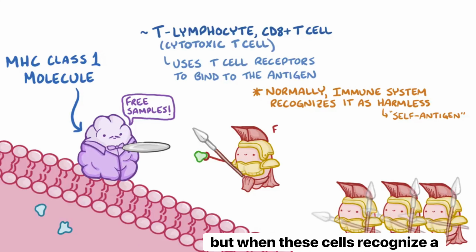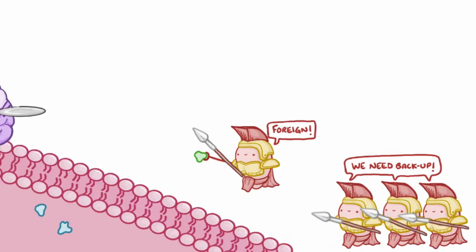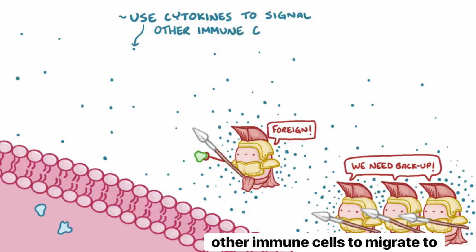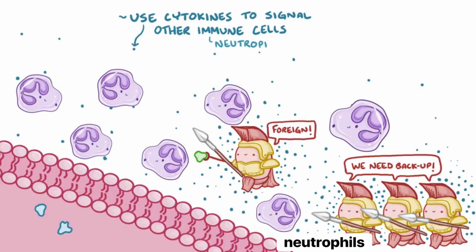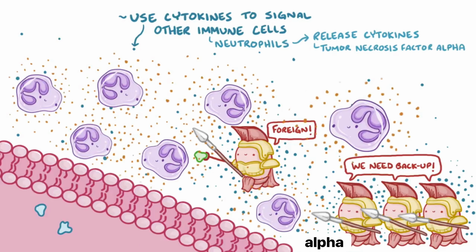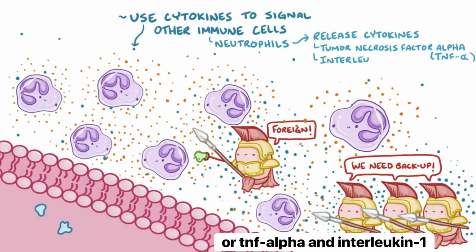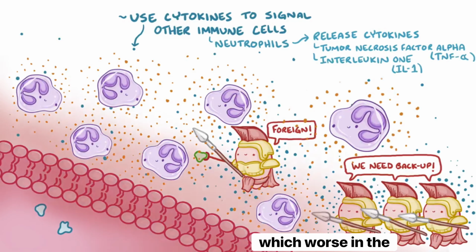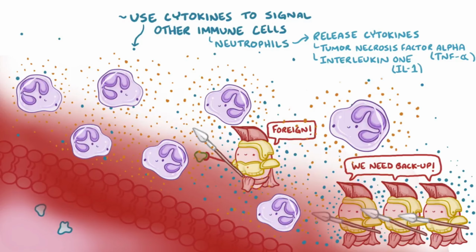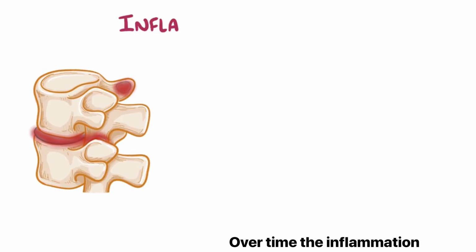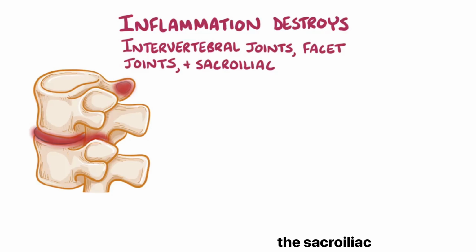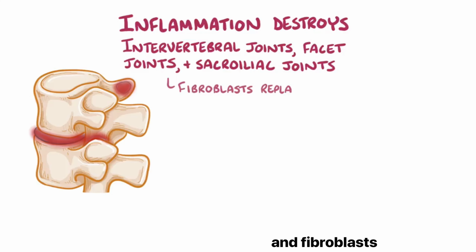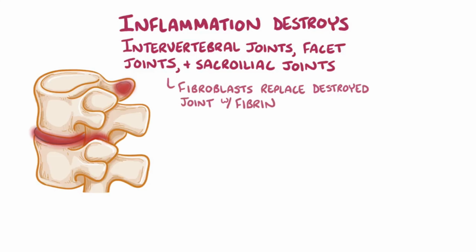But when these cells recognize a foreign molecule, they use cytokines to signal other immune cells to migrate to the joint capsule in the joint space that's under attack. Cells like neutrophils. The neutrophils release cytokines like tumor necrosis factor alpha, or TNF-alpha, and interleukin-1, or IL-1, which worsen the inflammation. Over time, the inflammation destroys the intervertebral joints, as well as the facet joints and the sacroiliac joints, and fibroblasts replace the destroyed joint with fibrin.